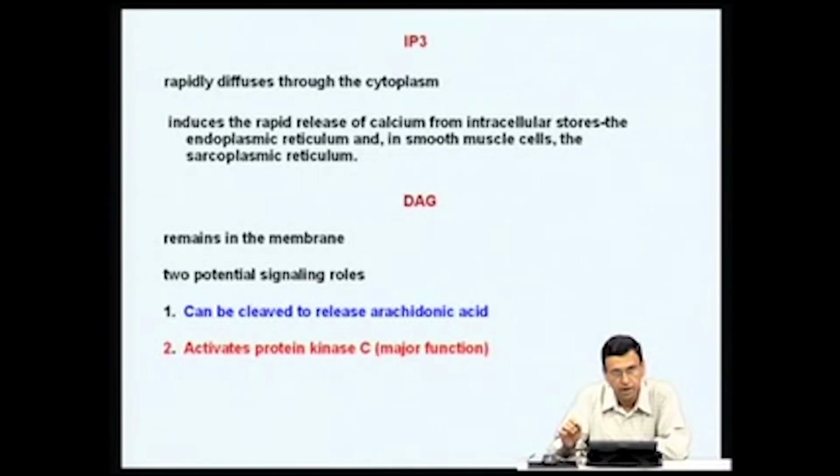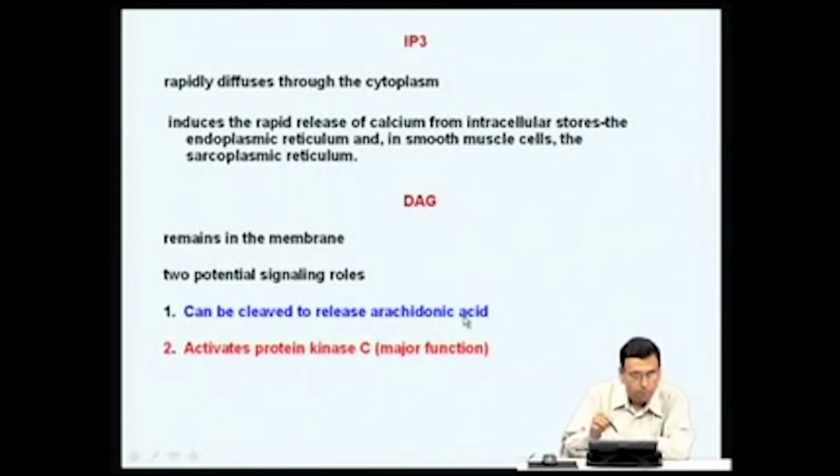On the other hand, the diacylglycerol, which is the other molecule made by the cleavage of phosphatidylinositol bisphosphate by phospholipase C, remains in the membrane. It has two very important roles. One is it can be further converted to arachidonic acid, or it directly goes and activates protein kinase C along with calcium. So, our talk is primarily going to focus upon how DAG activates protein kinase C and what protein kinase C activates in the further downstream signaling pathways.